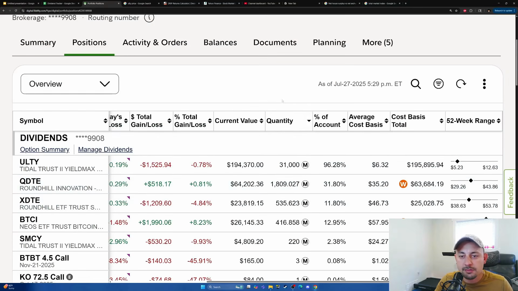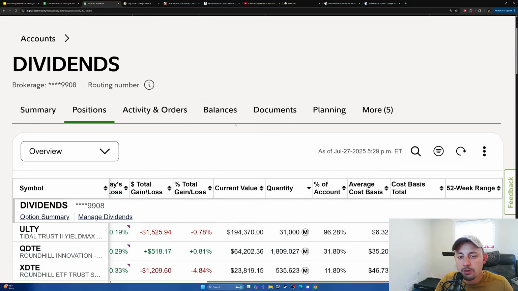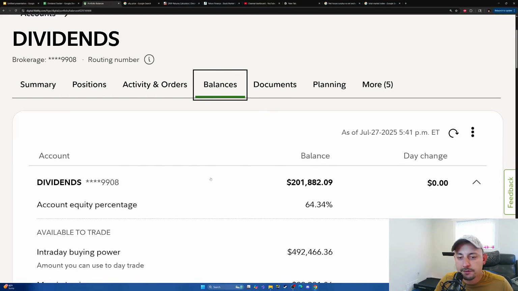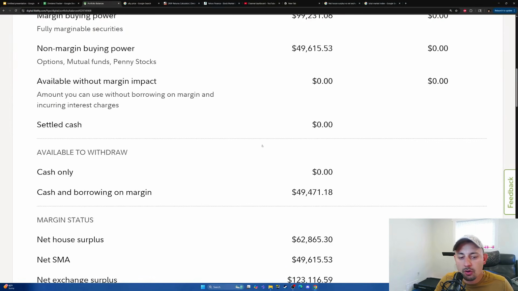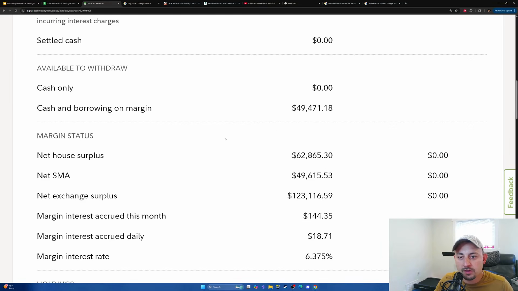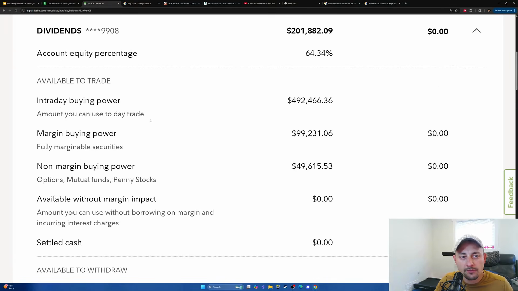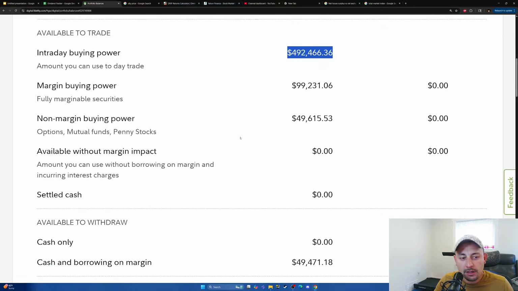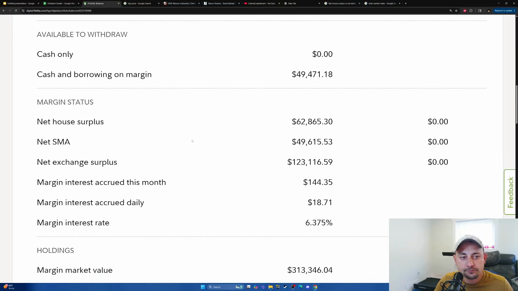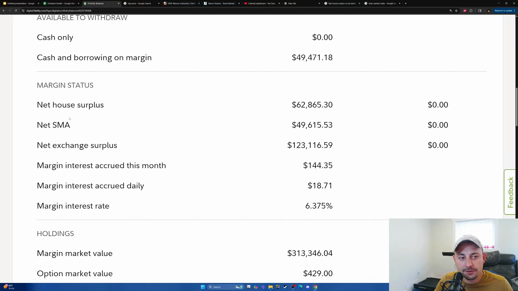Let's talk about margin maintenance. Now in Fidelity, to look at margin maintenance, you go to balances, and then you go all the way down and you get a breakdown right here. Okay, and we'll just talk about this right here. We'll start from the top. This is intraday buying power. So this is what Fidelity is letting me day trade with. Okay, let's go down here. Right here, this is the important stuff.